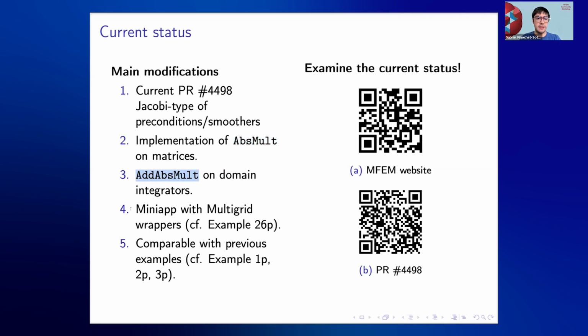As I said, it's a mini app now that wraps some multigrid examples. You can compare it with example 26, and you can also compare it with examples 1, 2, and 3, because it also includes mass integrator, curl, vector mass integrator as well, and diffusion, and elasticity.